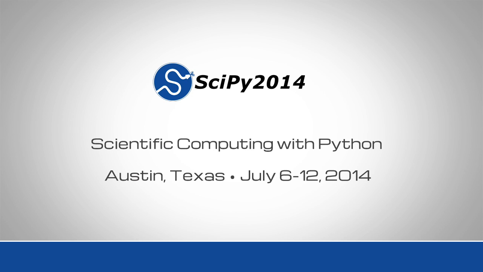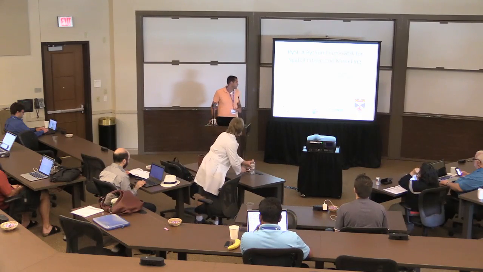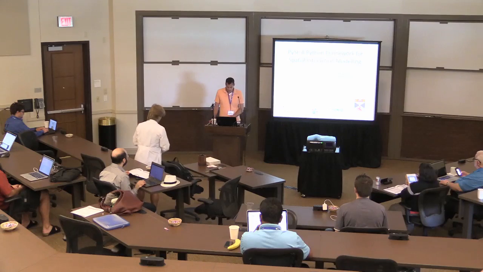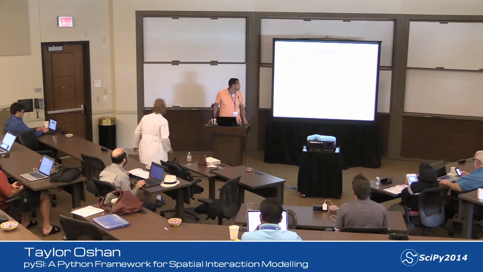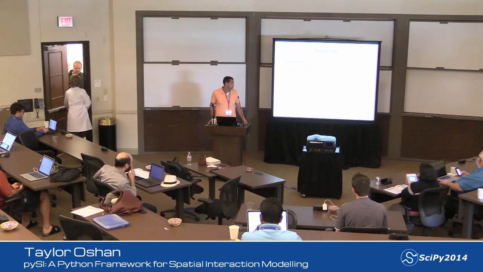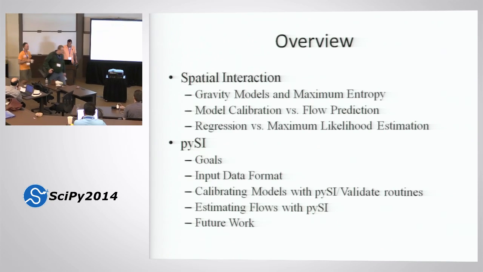This work was part of a larger project to assess the usability of GPS traces, volunteer geographic information system within spatial interaction modeling. So I was tasked with writing some code to carry out the spatial interaction modeling. Before I get into that, I'll overview spatial interaction, what I mean by that, and the models that I'm talking about. I'll talk about gravity models and then the maximum entropy framework.